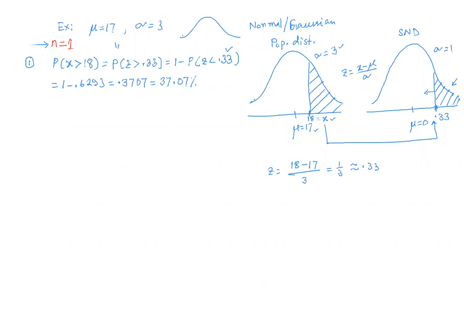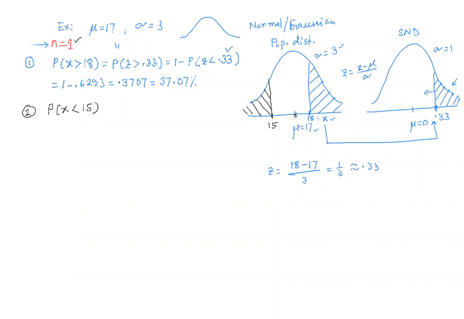Now, the next question is to find the probability that a randomly selected student, still n equal to 1, spends less than 15 hours studying. Again, your mu of 17 is right here, and 15 is going to be somewhere here. Less than 15 means we are looking at this area to the left.